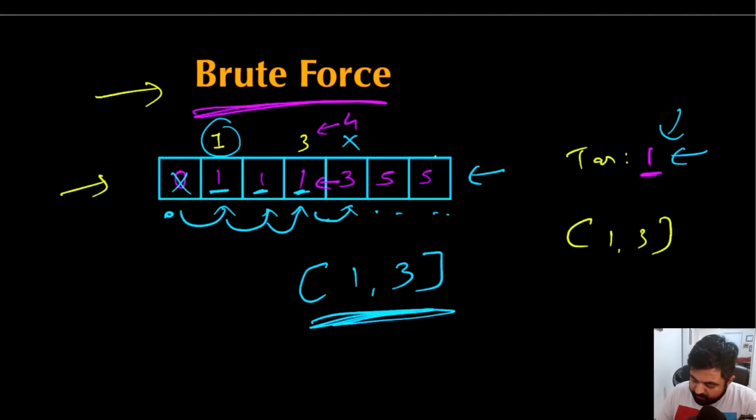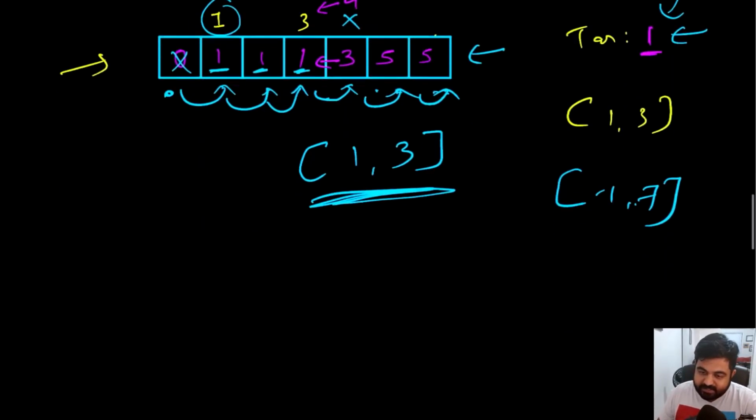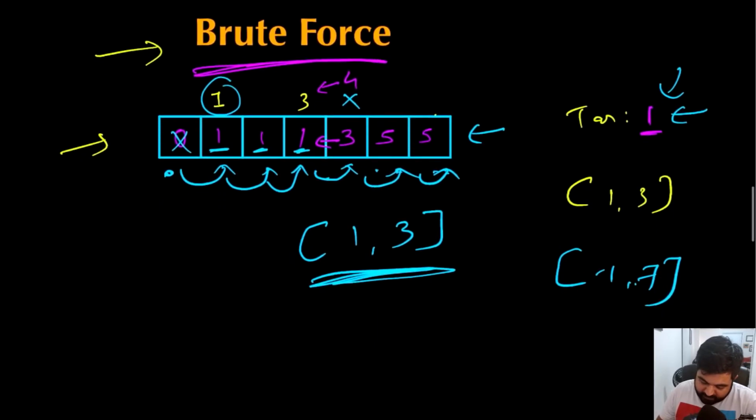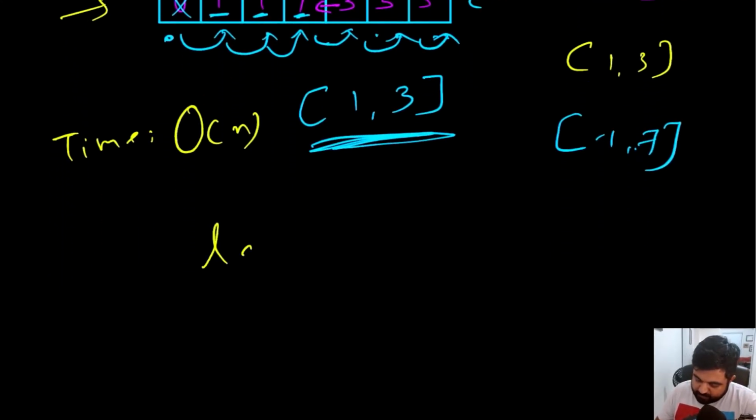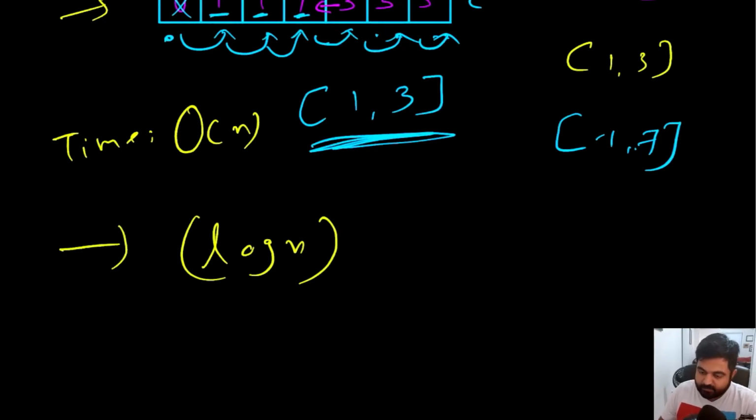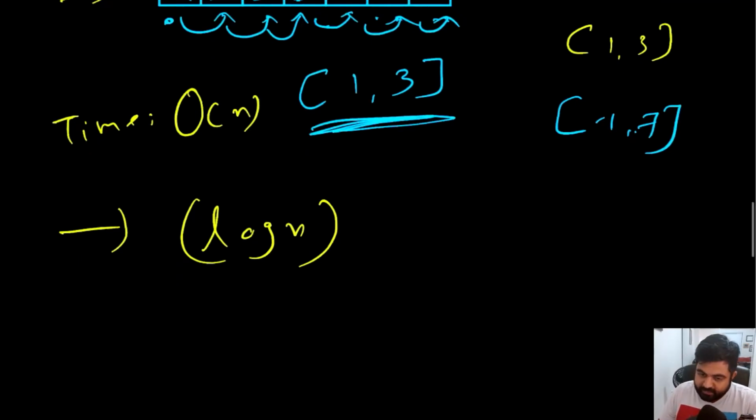If we keep on iterating and we don't find the target value, then in that case we need to return -1, and the solution would also give us the correct answer. But the problem with this solution is that the time complexity is going to be O(n), and we are explicitly told that we need to solve this problem in logarithmic time, in O(log n). So that is not being satisfied in the brute force approach, so we'll have to find a better way.